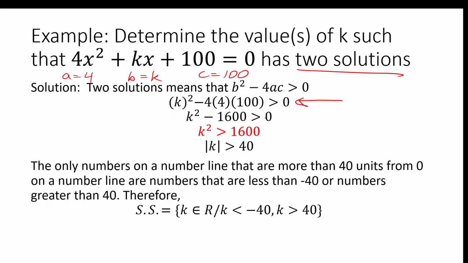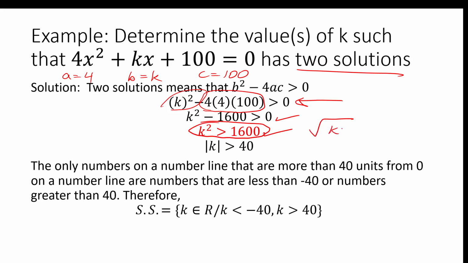be greater than 0. So that would mean that k squared minus 4 times 100 would have to be greater than 0. K squared minus 1600 has to be greater than 0, meaning k squared would have to be greater than 1600. At this point, we have our quadratic inequality right how we like it.